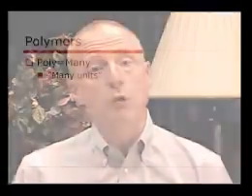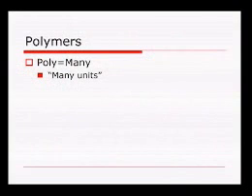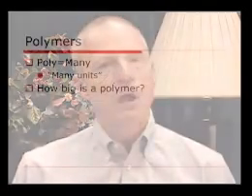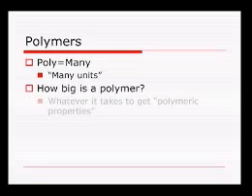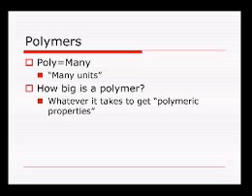Plastics are polymers, and the word polymer is derived from the Greek root poly, meaning many, and the Greek root mer, which we think means units. So what we're talking about for plastics as polymers are things that are comprised of many units. Well, if that's the case, then you have to ask yourself, how big does a many-united molecule have to be? And the answer is big enough to get polymeric properties.